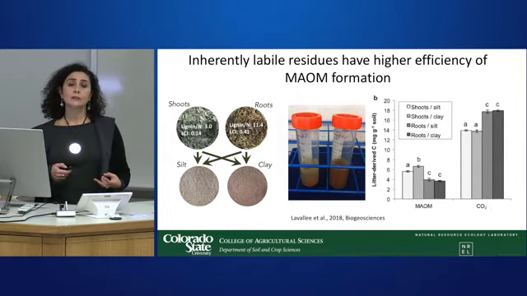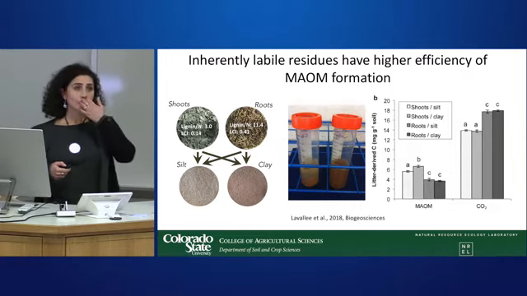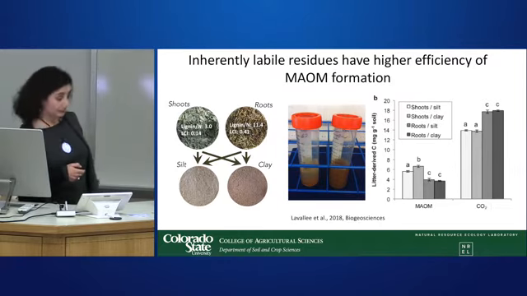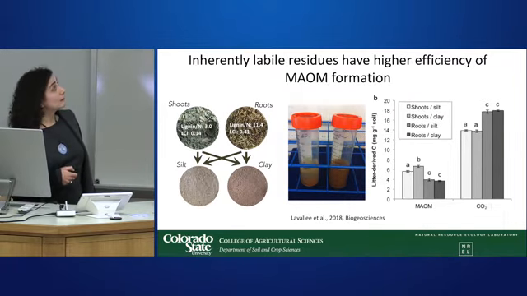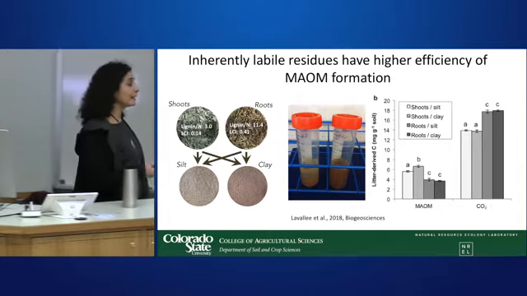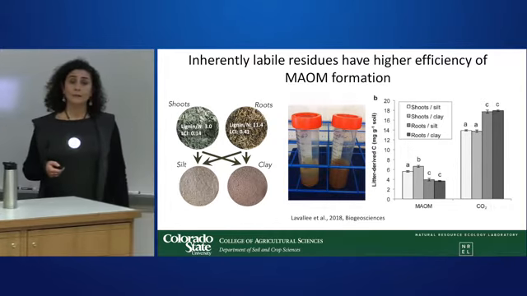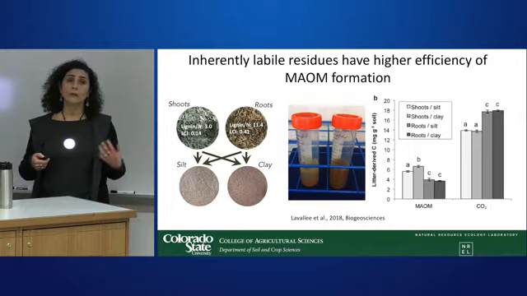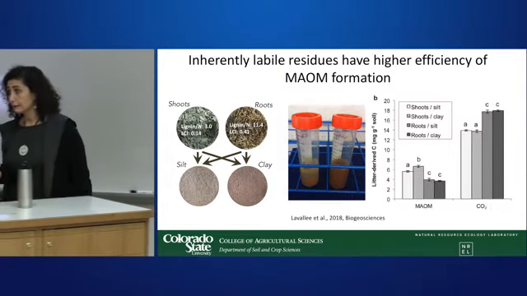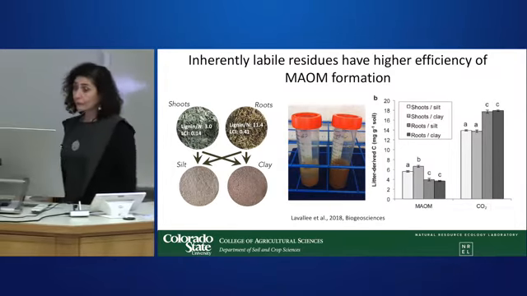And I think that the reason is because the surfaces were anyway very far from being saturated. And so we couldn't see any difference between the silt and the clay. But everything that was produced from the shoots had more MEOM formation and less CO2, and the inverse was true for the roots. So basically, again, a confirmation that the labile material produced more efficient MEOM than the recalcitrant material.